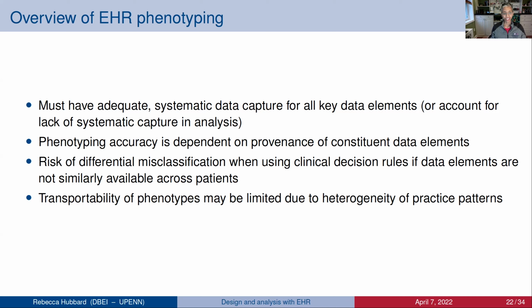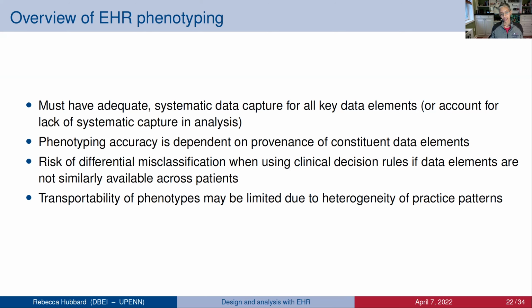And particularly in EHR data, there's a high risk of differential misclassification if we just use a simple rule-based approach, because of the fact that we have different information available across patients, and those differences are going to be related to characteristics of the patient that may also be related to the exposures or outcomes that we're interested in.